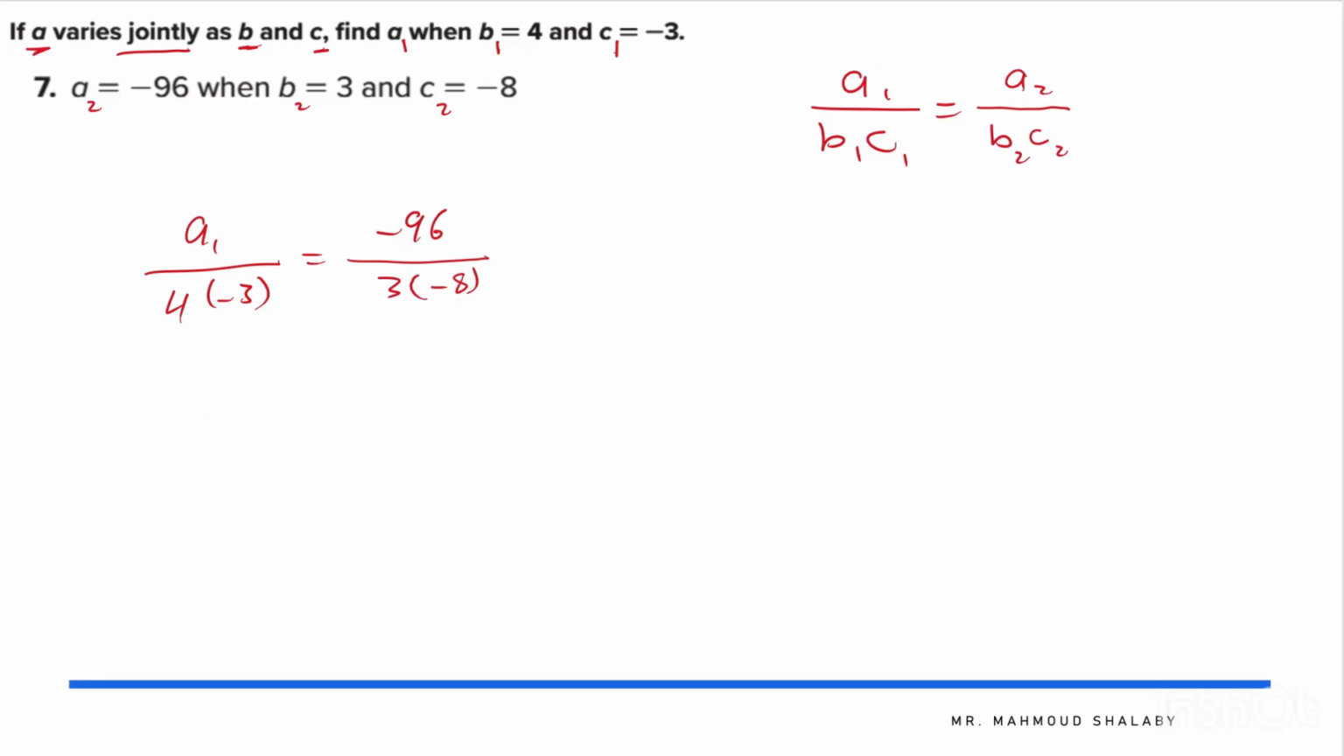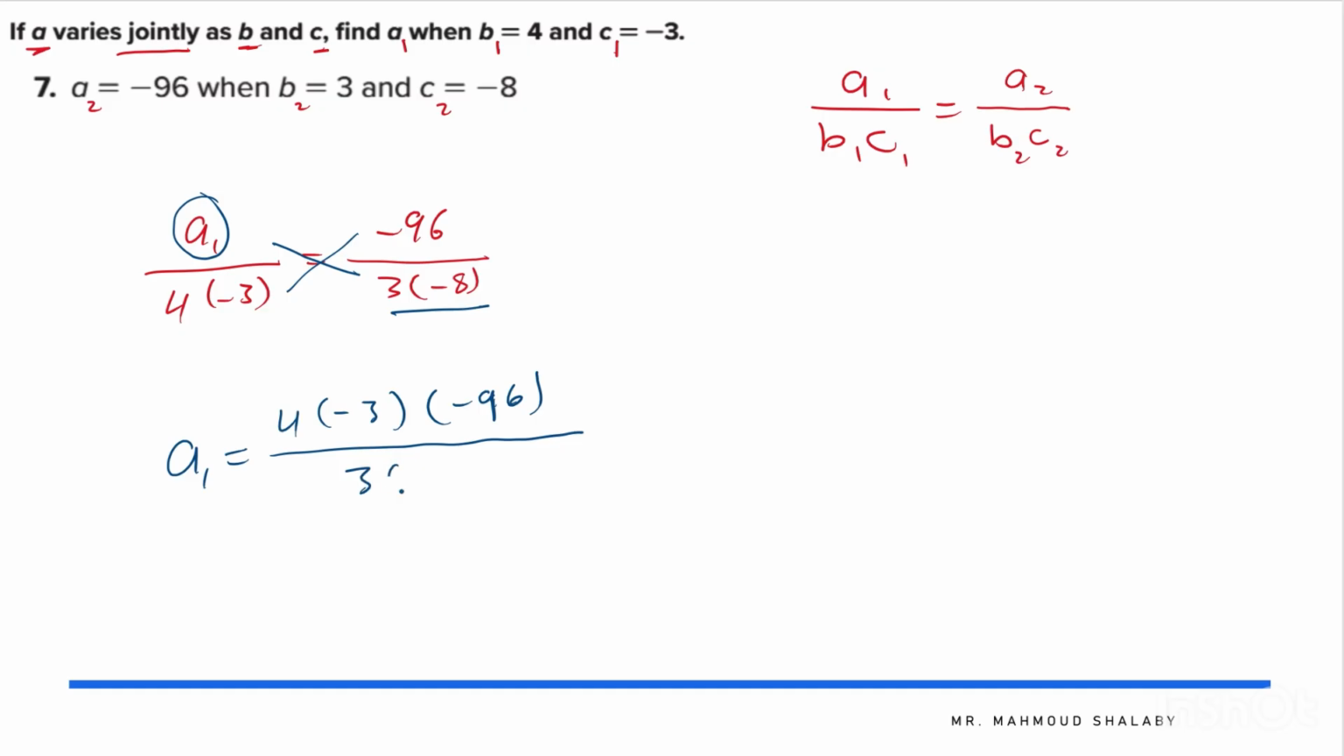Actually, if you remember, we said if it's proportional quantities, I will do a cross multiplication, or I can directly find the answer of A1, like A1 equals, and we make a fraction. The connected two values here, so I will ignore this one. We have two connected values, which means I will multiply all of these: 4 multiplied by -3 multiplied by -96, divided by this value which is connected to A1, 3 multiplied by -8.